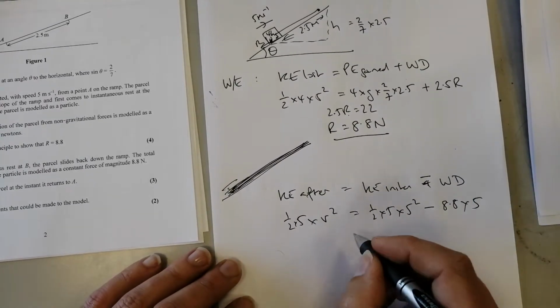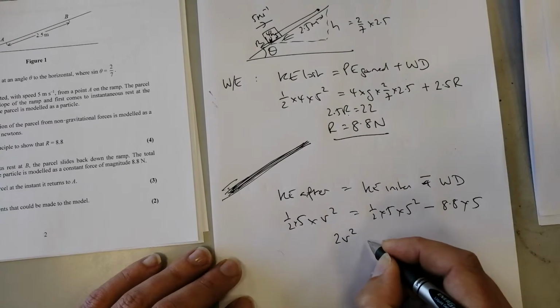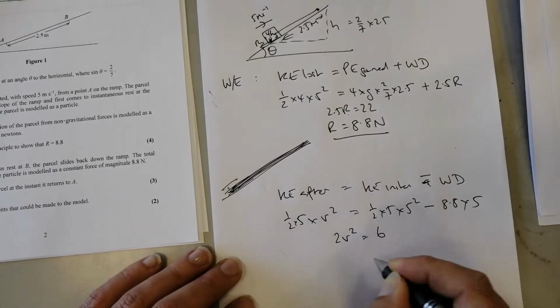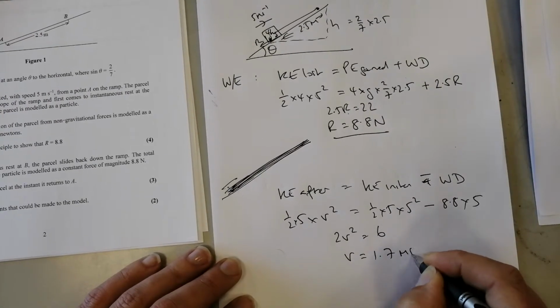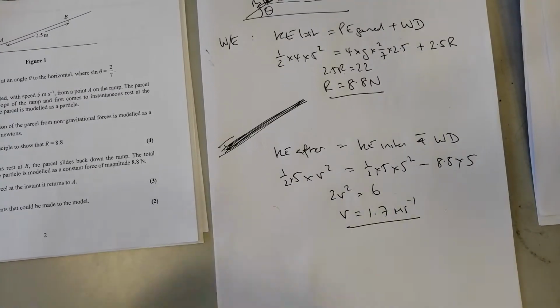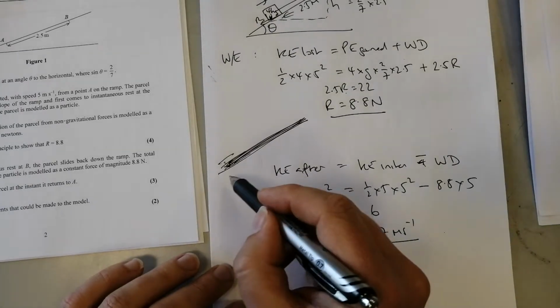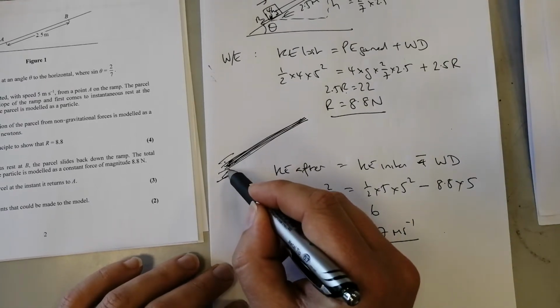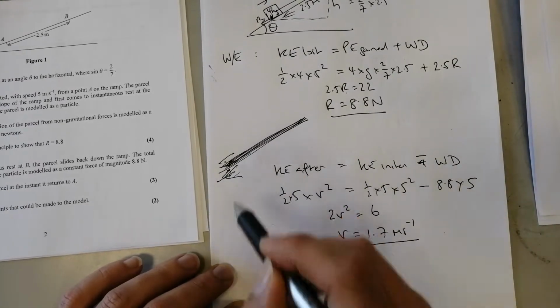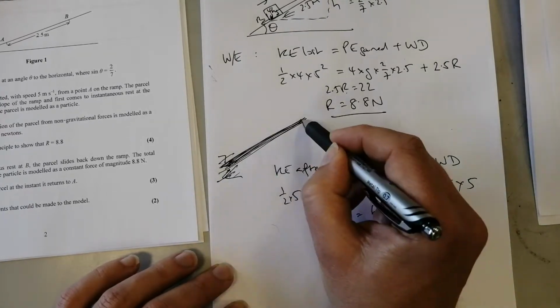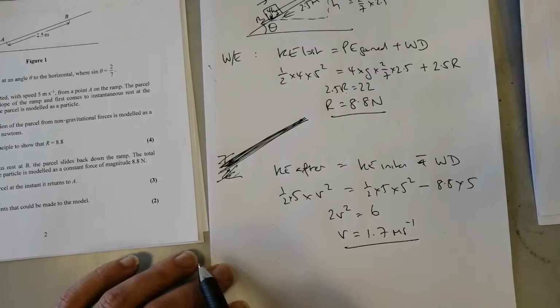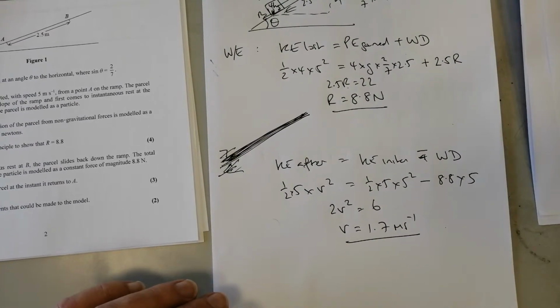And then we can rearrange that to get that 2v squared is equal to 6. And then we get that v is equal to 1.7 meters per second. So the kinetic energy when it's going down is equal to the kinetic energy it had going up, take away whatever work was done. And then we can work out the speed going down.